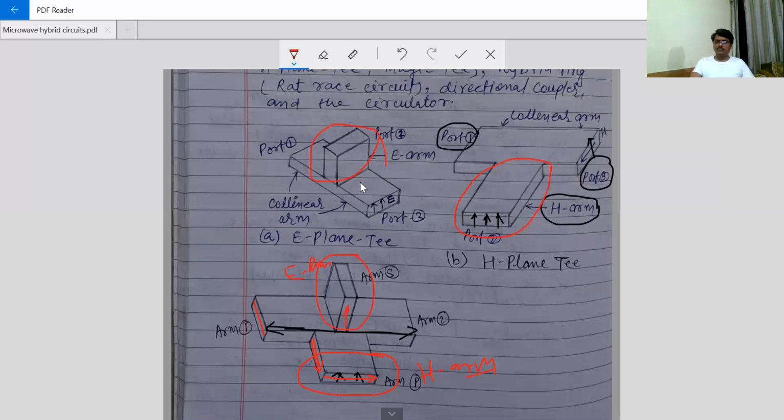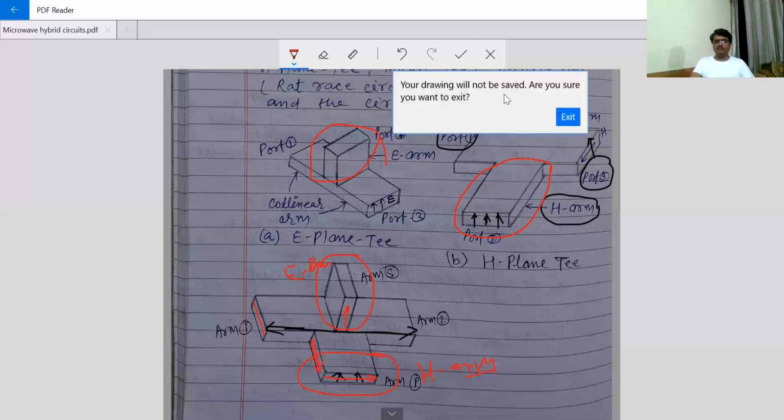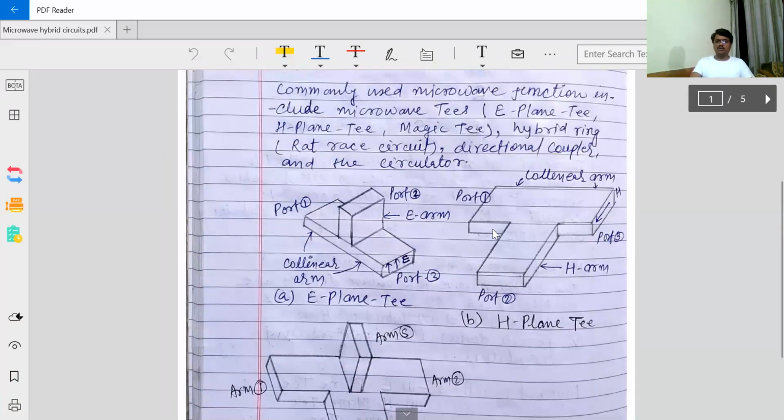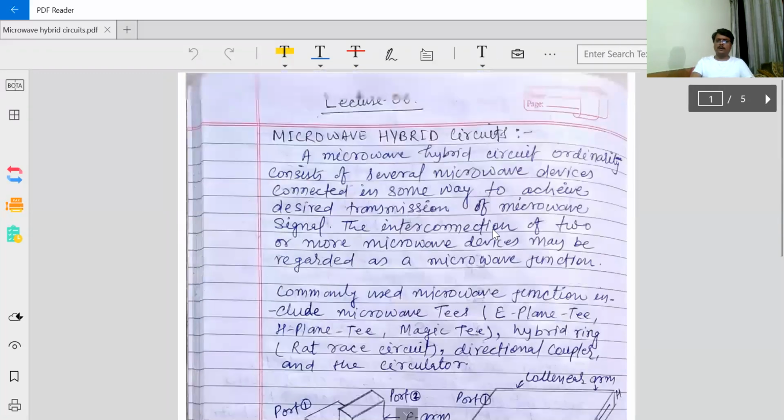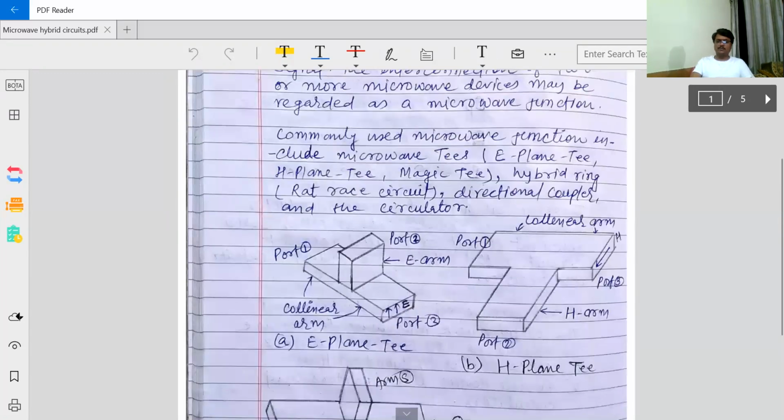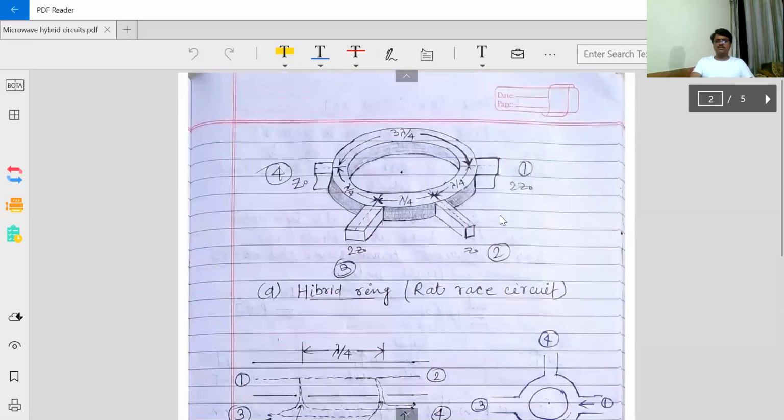Hybrid T. This is one type of T, E plane T, and this is another type of T, that is H plane T, and this is the combination of these two types of T. I told you the meaning of hybrid. Hybrid means two or more combined together, connected in some way. So E plane and H plane T are both combined and connected in this way, so it is known as hybrid. Sometimes it is known as magic tea also. We'll see in the subsequent lectures why it is known as magic tea. Okay. So moving further to see other types of micro hybrid circuits.